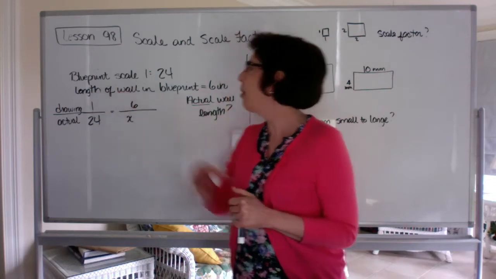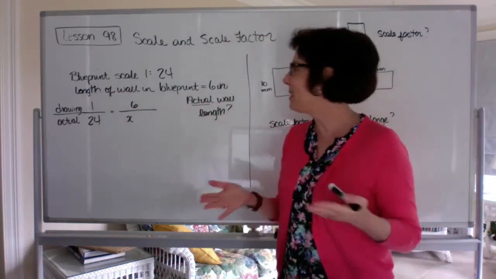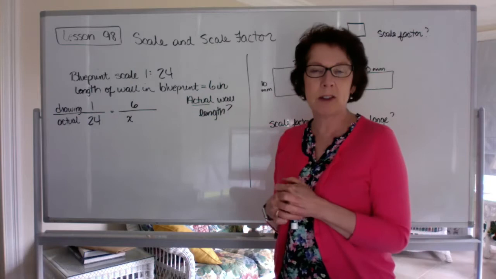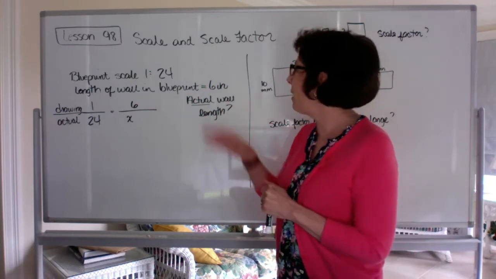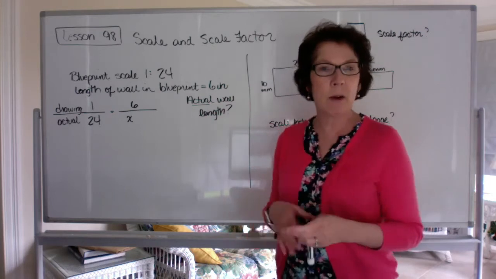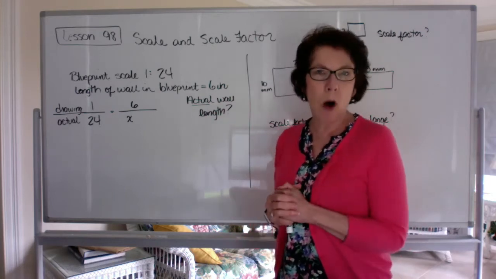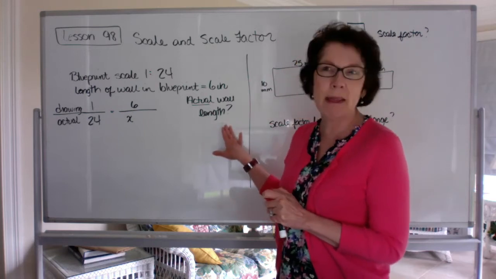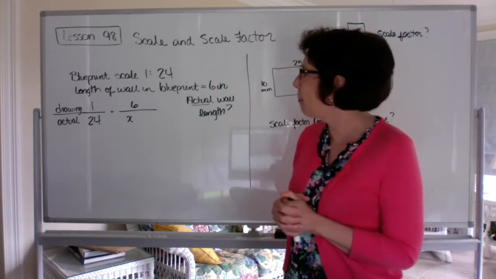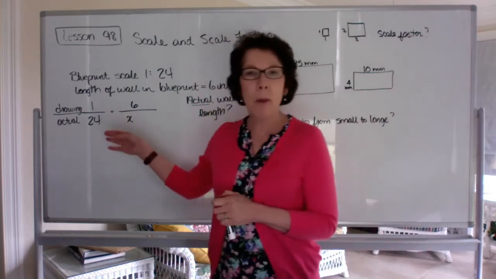We have the length of a wall on the blueprint itself is 6 inches. So you're looking at the blueprint and you measure, and the length of one wall is 6 inches. Now you want to figure out, what is the length of that wall going to be in real life? And we want to find that in feet. So let's go ahead and make a proportion.